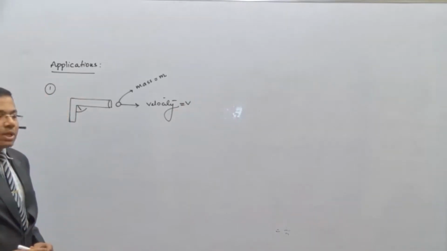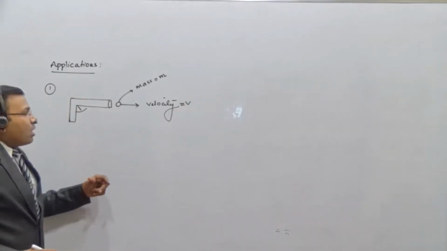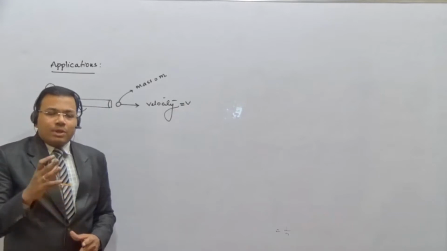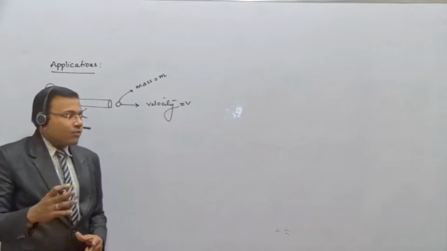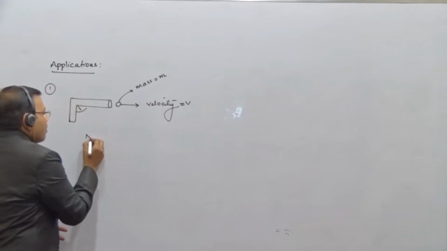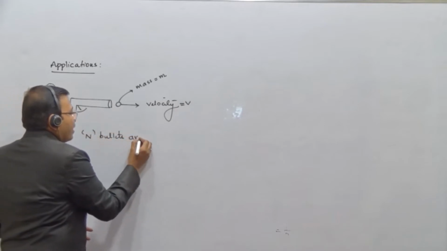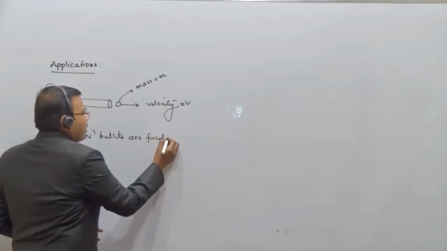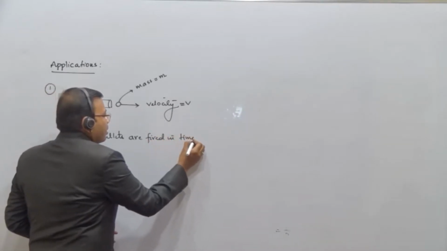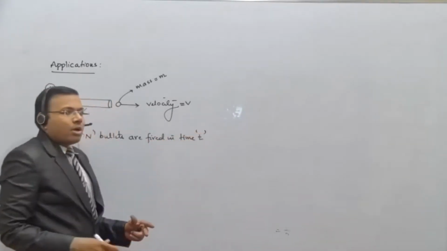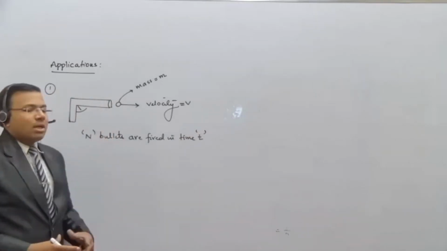We consider it is v. Now, how many bullets are fired in how much time? That is also very important. So for that, I consider n bullets are fired in time t.